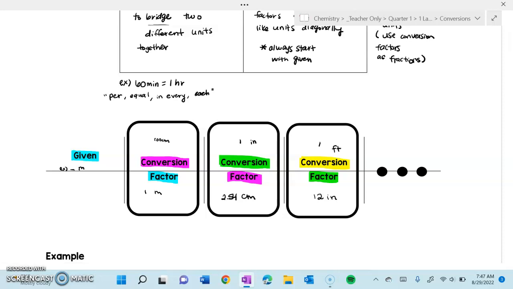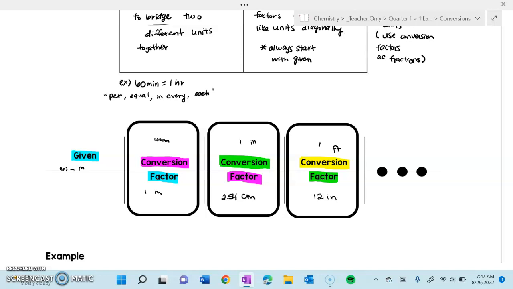When we would actually calculate this in our calculator, we would take all the numbers at the top of our fractions and multiply them, and then all the numbers at the bottom of our fractions and divide our value by them, because these are fractions.